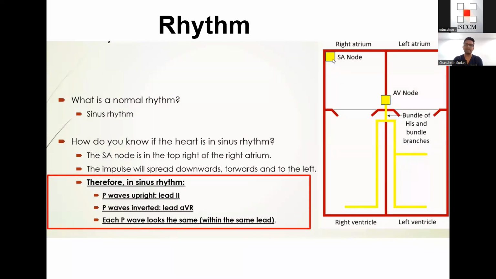P waves should be upright in lead 2. Remember, P waves should always be inverted in AVR. So if you want to decide whether this ECG is in sinus rhythm or not, always see these two leads, lead 2 and lead AVR. Lead 2 should always have an upright, positive deflection, and lead AVR should have a negative deflection of the P wave. Most of the time, the P waves should look similar.